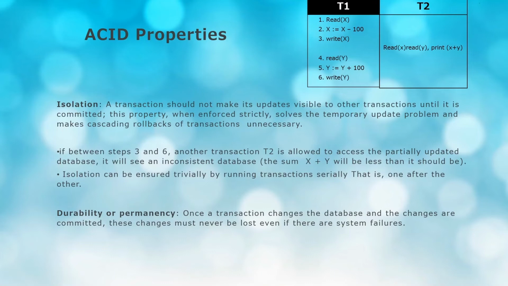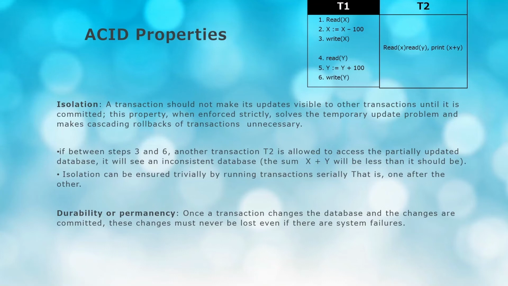So the next property is isolation. A transaction should not make its updates visible to other transactions until it is committed. This is the property which says that even though multiple transactions may execute concurrently, the system guarantees that for every pair of transactions, here we have two transactions T1 and T2, it appears that either T1 finished first and then T2 started, or T2 finished first and then T1 started. So it is as if each transaction is running serially. That is isolation.